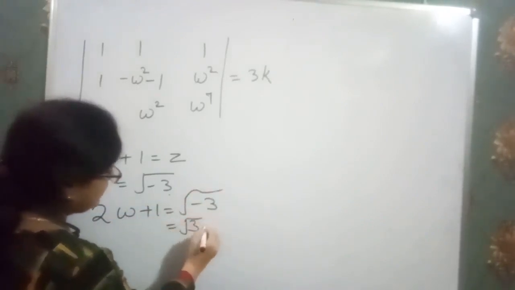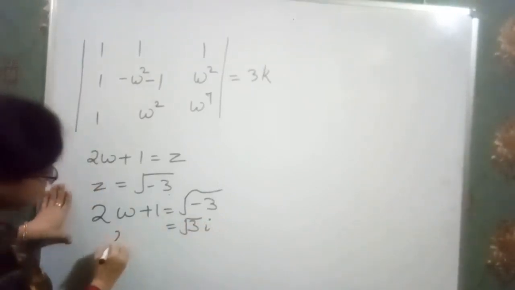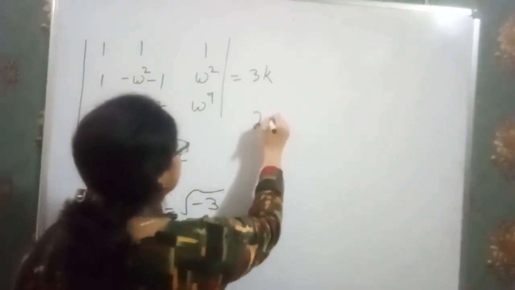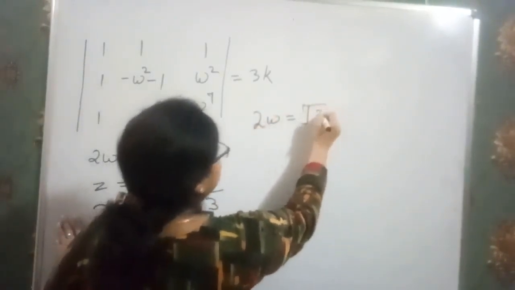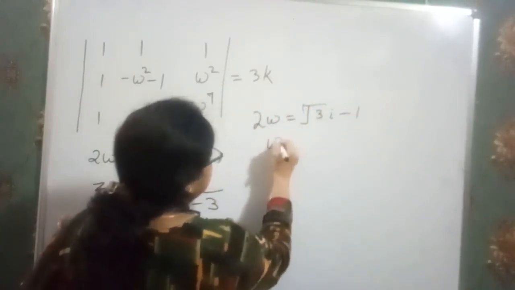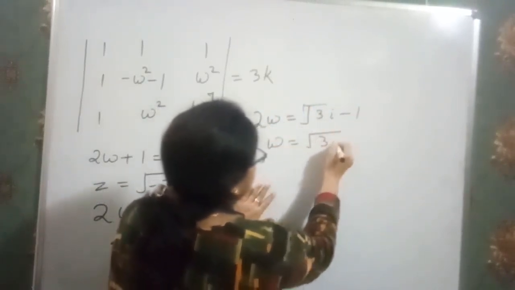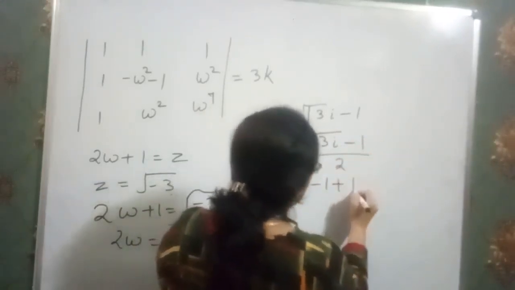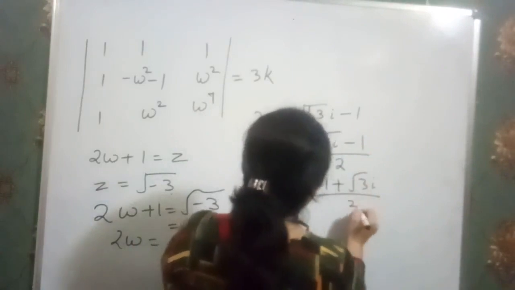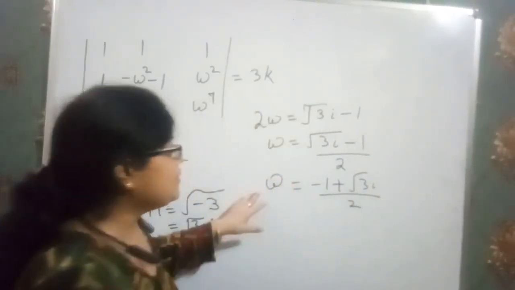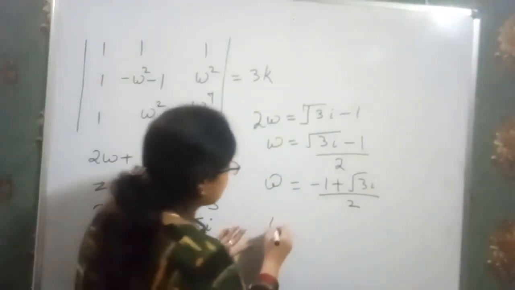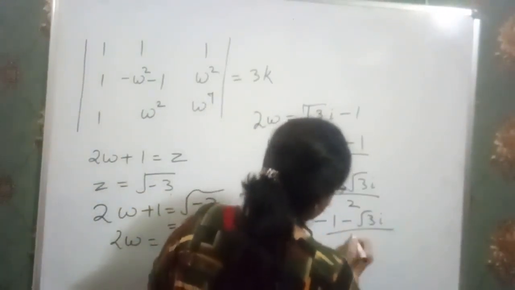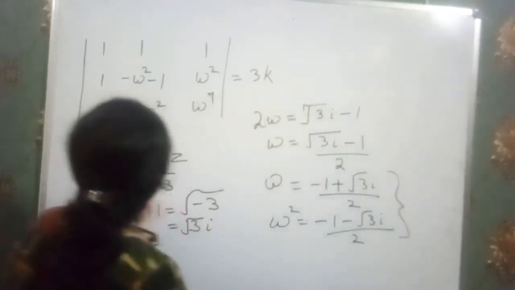Clear? That means 2 omega is equal to under root 3 i minus 1. That means omega is equal to under root 3 i minus 1 over 2. That means we have minus 1 plus under root 3i over 2. This is the value of omega. So as we know, this is the cube root of unity. So omega square is equal to minus 1 minus under root 3i by 2. I just solved all these because it is given in this way and we have omega in our determinant.